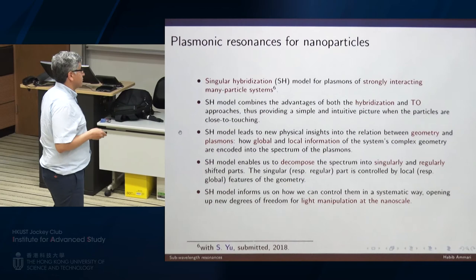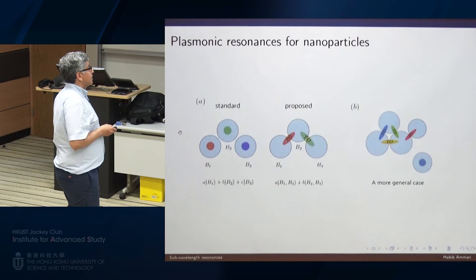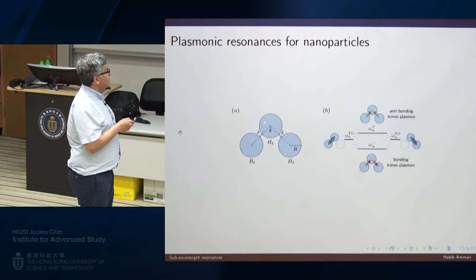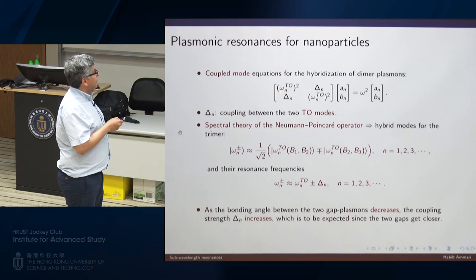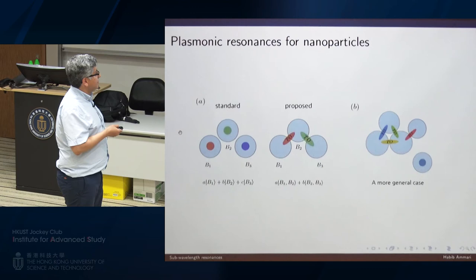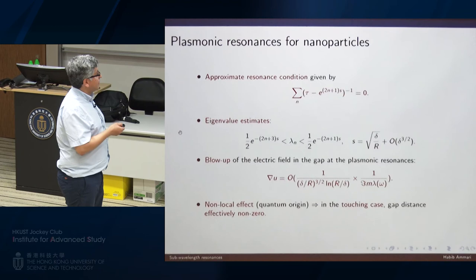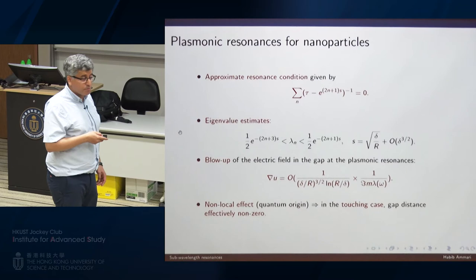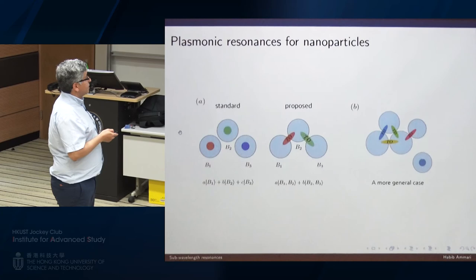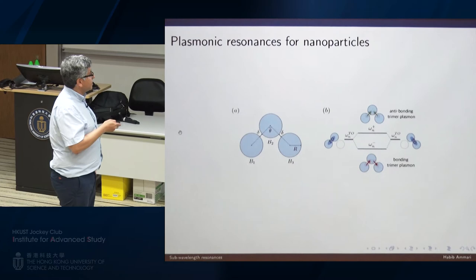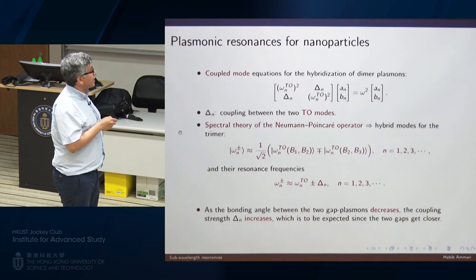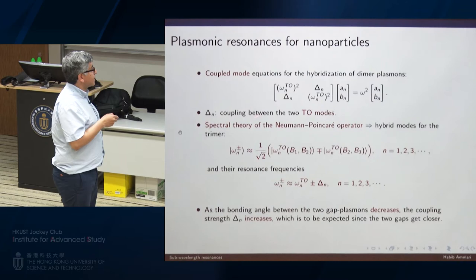Maybe skip this first. How it works. You compute this like a dimer, like what we did, just two spheres. What you get is omega_n^(0), the frequency corresponding to this lambda_n here. Only two spheres. Lambda_n is a function of the frequency; now I'm writing everything in terms of the frequency. So you get this mode here, omega_n^(0), and then in order to compute the resonant frequency of this trimer, these three, you solve this coupled mode equation, which is nothing else than the hybridization of these dimer plasmons. Delta_n here is the coupling between the two transformation optics modes.